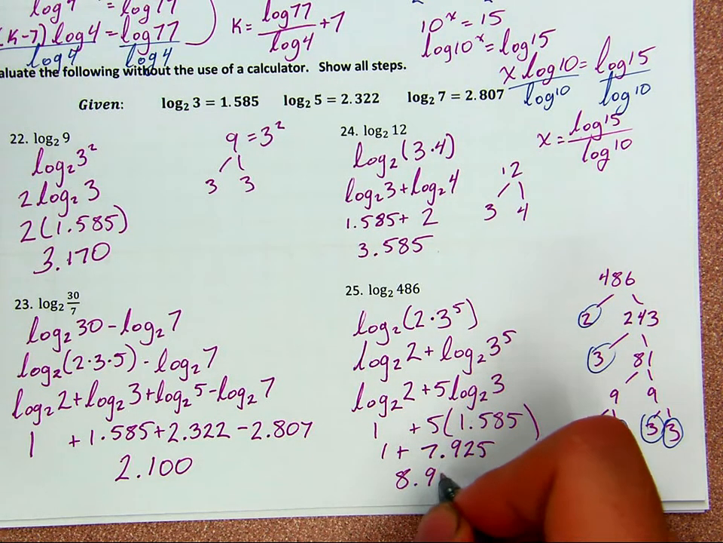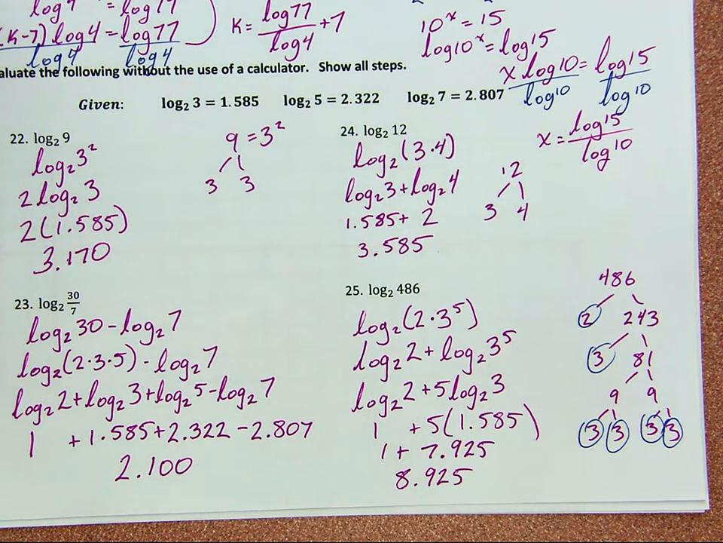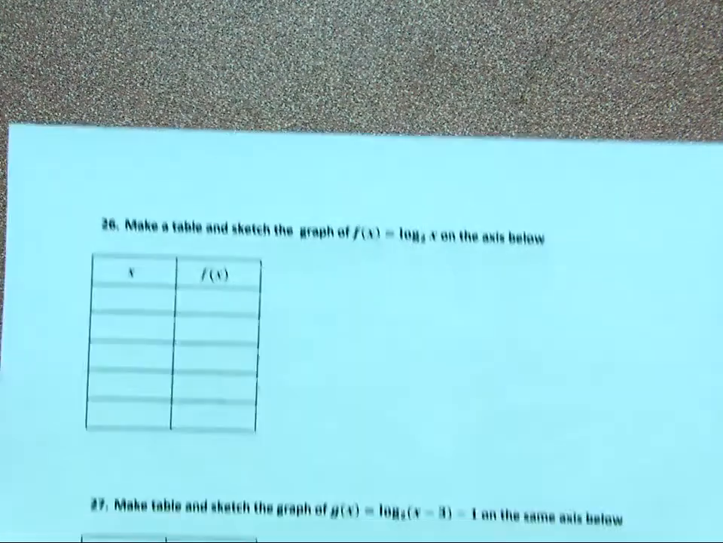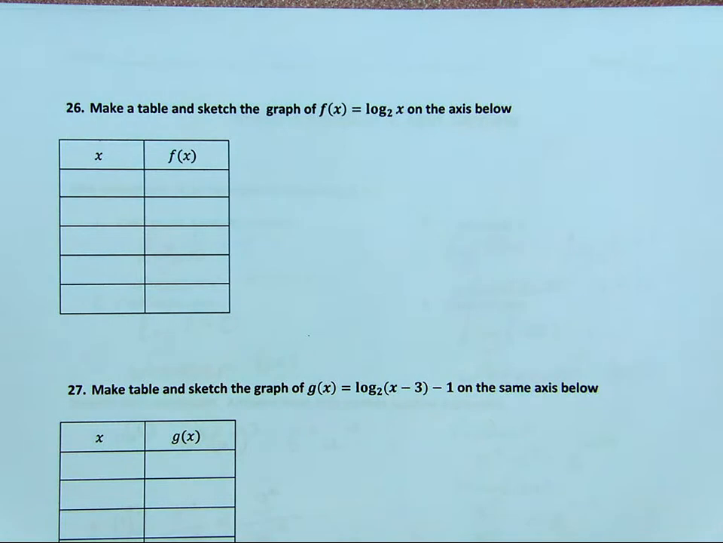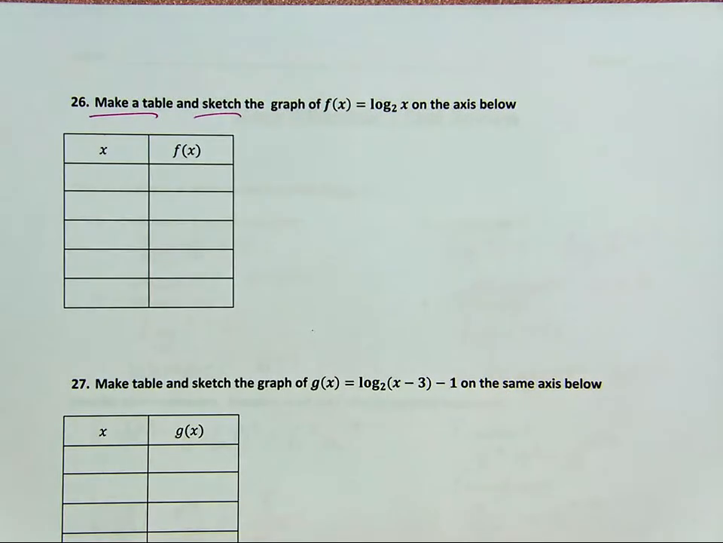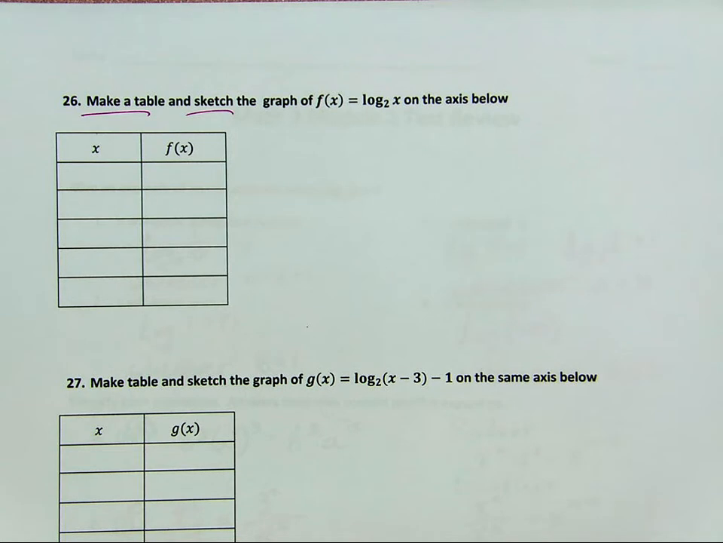Now, finally, turning to the last page. On our last page, we've got number 26 and 27. Number 26, make a table and sketch the graph of f of x equals log base 2 of x on the axis below. So, we need to both make a table and create a sketch of this. Now, at the bottom of your page, you have that graph. We want to use that graph to sketch log base 2 of x. So, when it comes to these logarithms, on this parent function, we are always going to have the point 1, 0. You always have the point 1, 0.